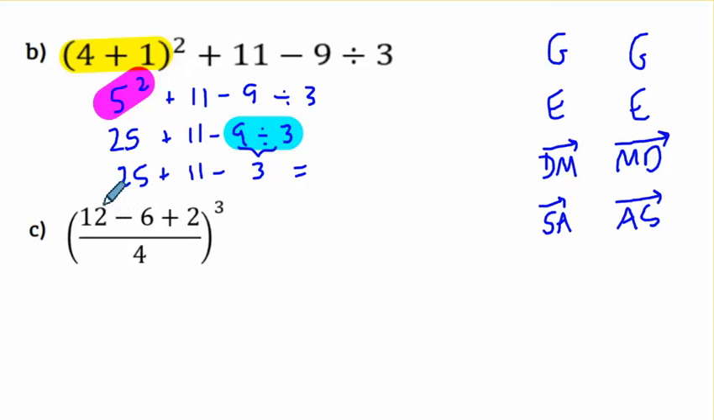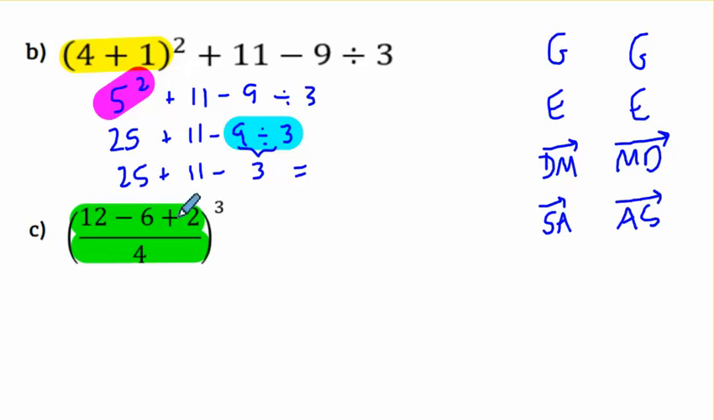All right, now we look at C. So we've got a whole big huge thing of parentheses with an exponent on the outside, which means that we take care of our grouping first. So we need to take care of everything that's inside the parentheses before we even think about looking at that exponent. All right, so let's do it. Inside the parentheses, we need to take care of the top first. And remember, subtraction in this case will come before addition because it's left to right.